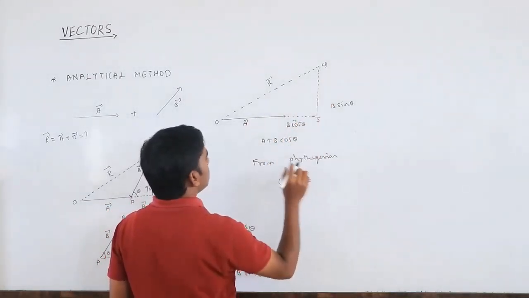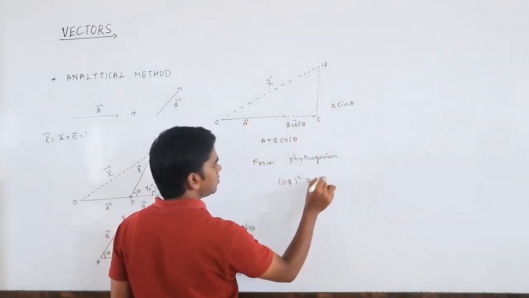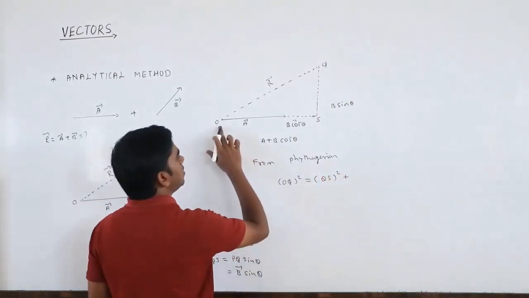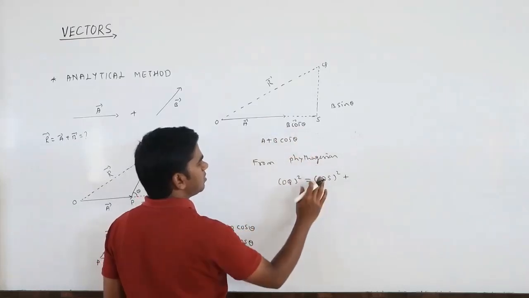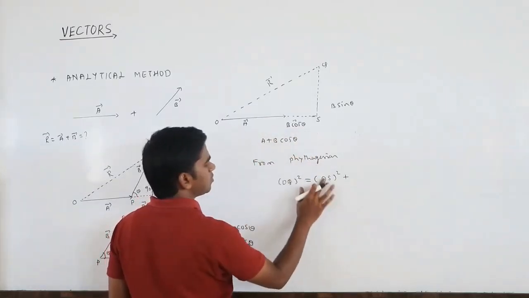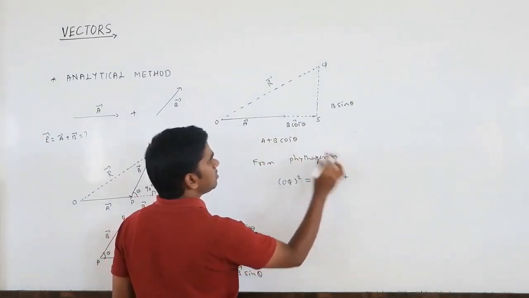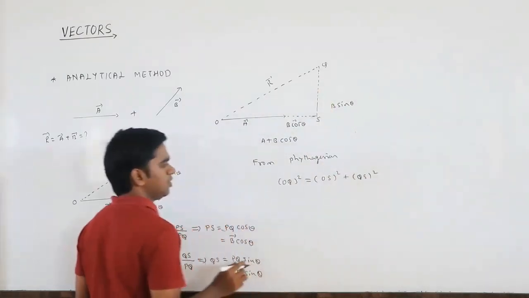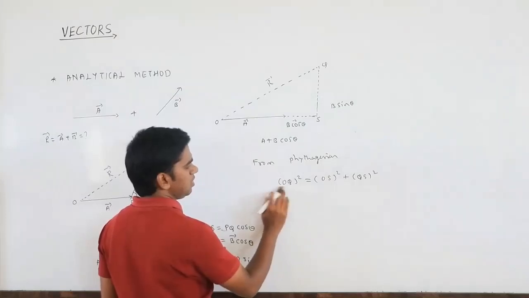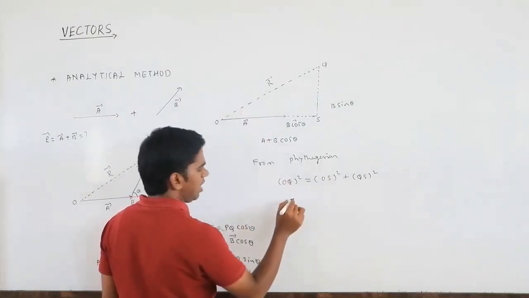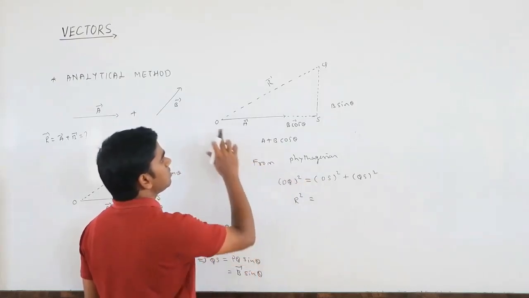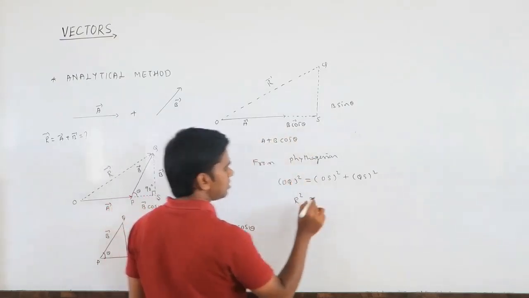QS square plus, what you can write? First you take OS square plus QS square. So what is the OQ square? OQ square is nothing but R square is equals to, what is OS? OS is A plus B cos theta.